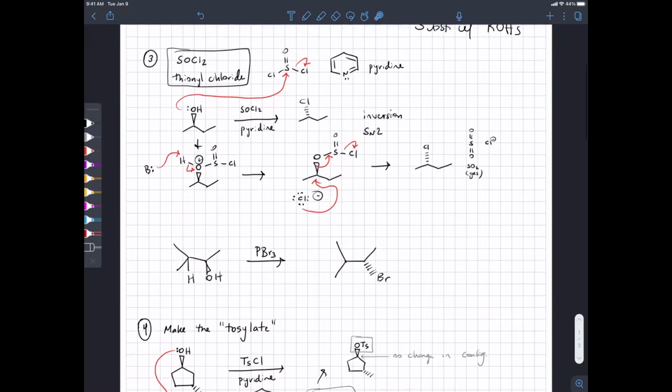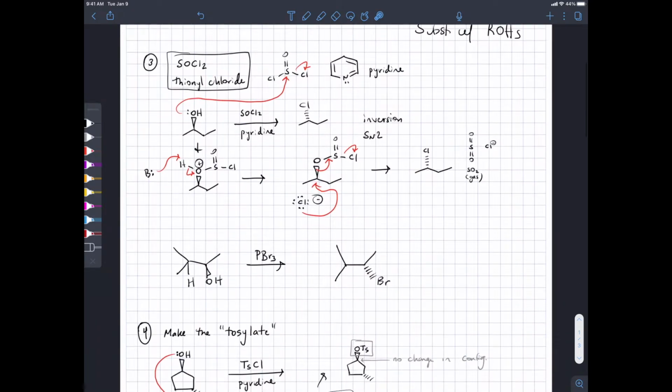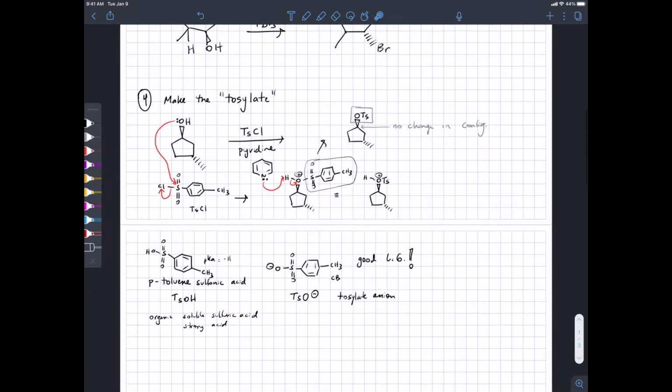Contrast that with what we did before with PBr3 and SOCl2. We used this reagent to turn OH into a good leaving group, but then we had a nucleophile that immediately replaced that via backside attack. So we would get inversion of configuration. Same thing with SOCl2. With TsCl, for whatever reason, once we get here, this intermediate is stable.